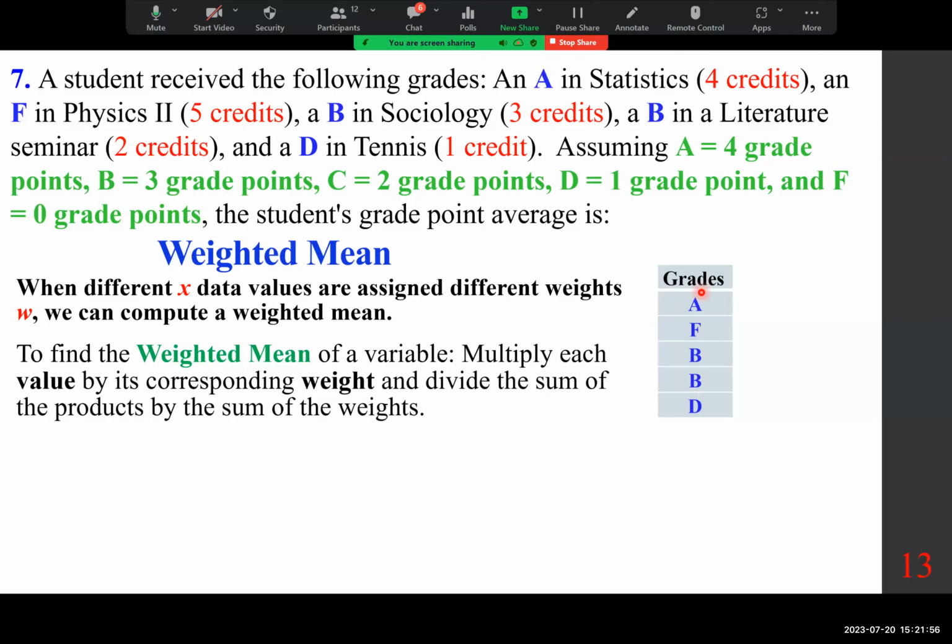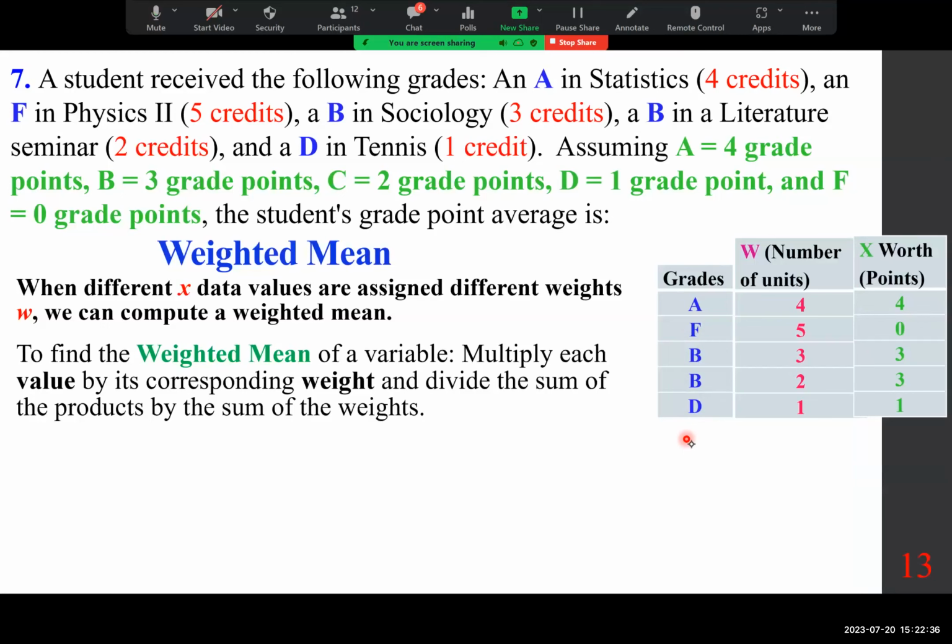So we have the grades of A, 4 units or 4 credits. We have F, 5 units. We have B, 3 units. Then we have another B, 2 units, and D, 1. So let's put that in front of them. So I hope everybody can see how we arrive at this. And how much is each worth? A is worth 4, F is worth 0, B is worth 3, and D is worth 1.